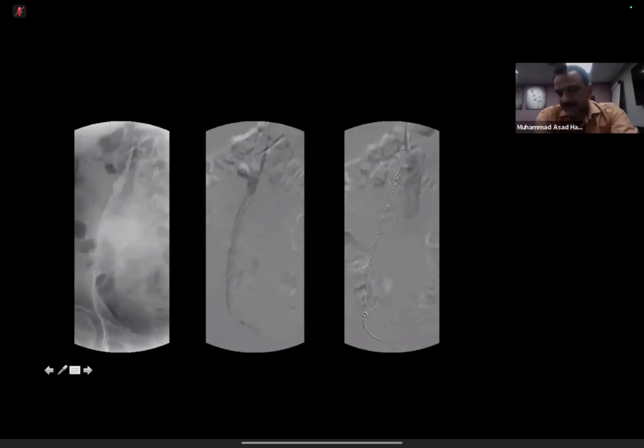Good. So, it's always easier to get into the left side because it is always draining into the left renal vein, and it can be easily cannulated from there. On the other hand, the right one is problematic because it can have a variable course. It can drain into the right renal vein as well, but more commonly it drains into the IVC directly, and it can become difficult to cannulate.